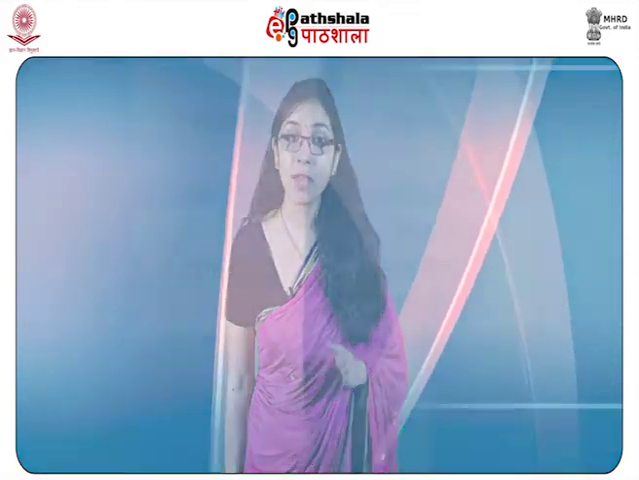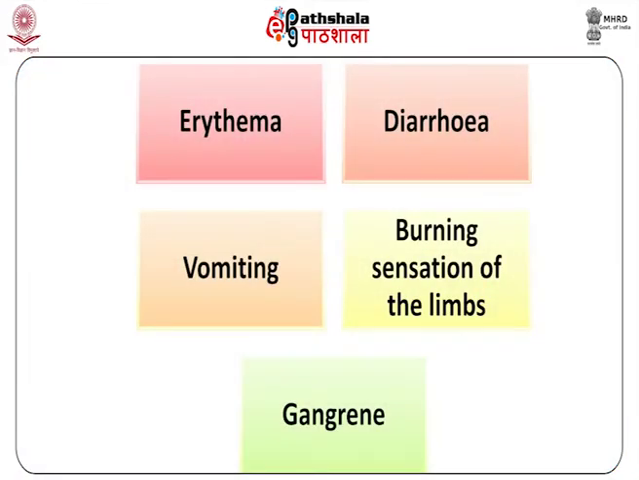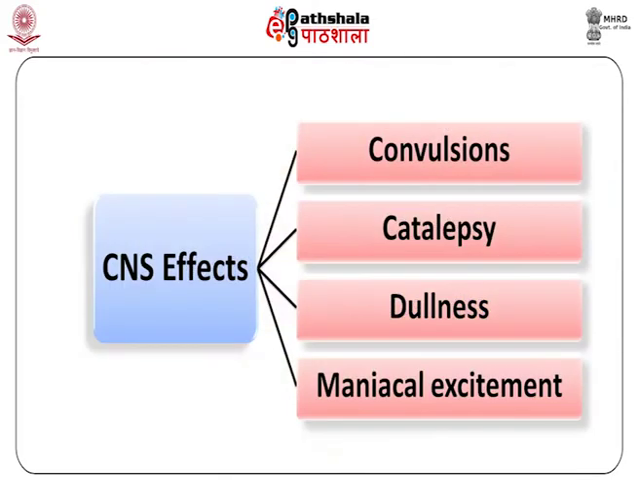Symptoms of ergotism include erythema, diarrhea, vomiting, a burning sensation of the limbs and eventually gangrene. Central nervous system effects are convulsions, catalepsy, dullness or maniacal excitement. These symptoms can be explained by the pharmacological properties of the ergot alkaloids, which may cause an alpha adrenergic blockade, as well as serotonin or 5-hydroxytryptamine, the 5-HT antagonism.